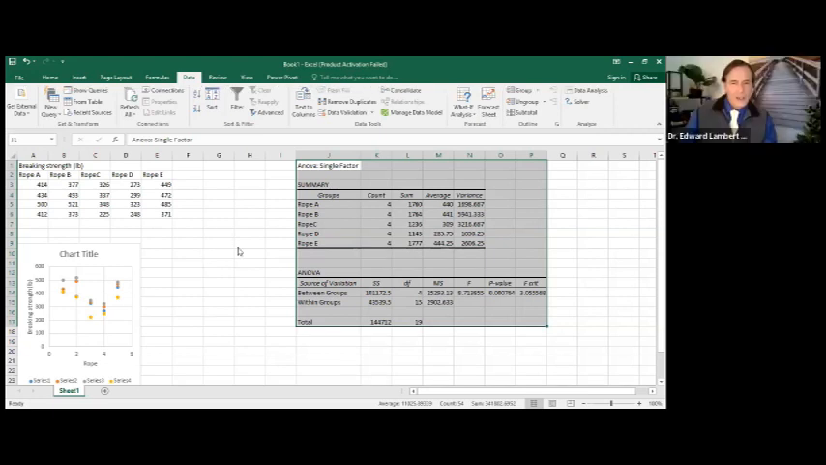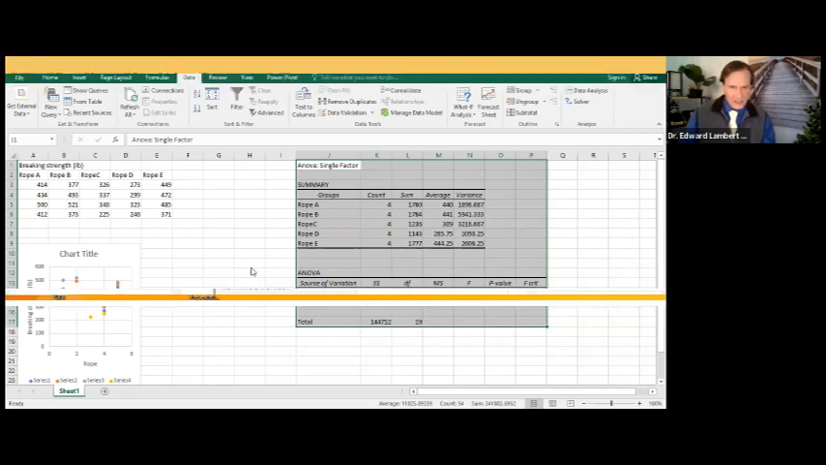I'm looking to see if it shows the critical, if it shows the 0.05. I don't see that anywhere.